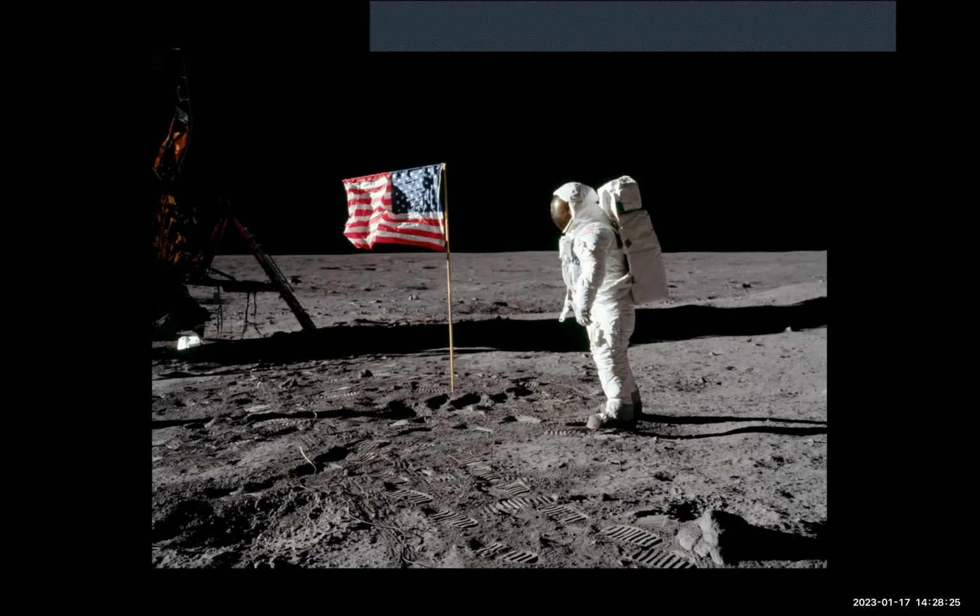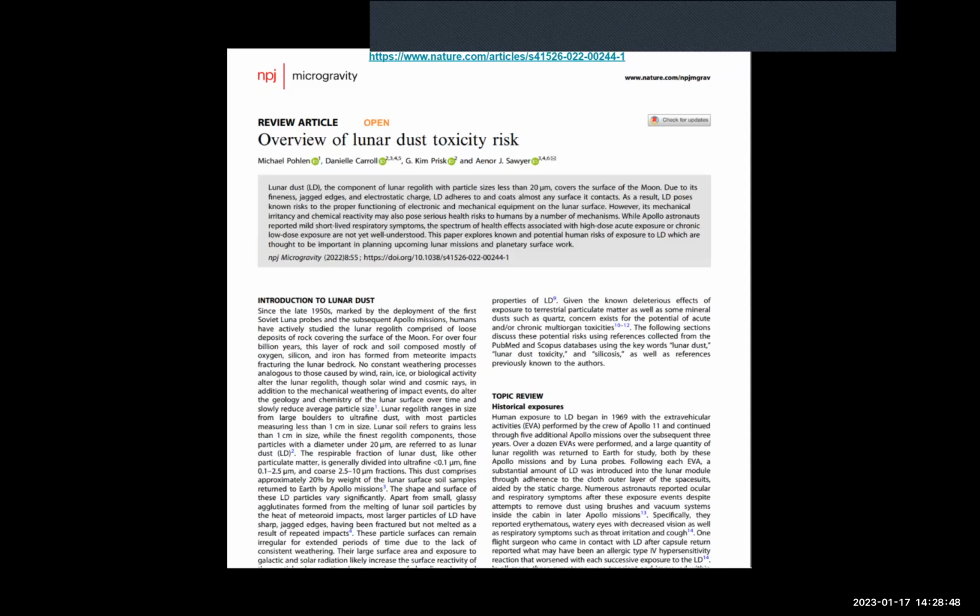So for anyone who tries to tell you that the moon landings were faked, keep in mind there's hundreds or thousands of pages of accompanying documentation as to the biomedical and scientific effects and studies. So whoever faked the moon landing put a lot of effort into it. In fact, because we are sending humans back to the moon, there's emerging studies. This was published in the past few weeks, an overview of lunar dust toxicity risk, including some of the exposure risks that we talked about.